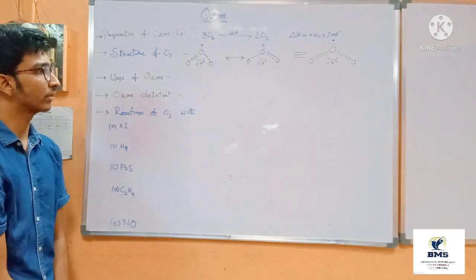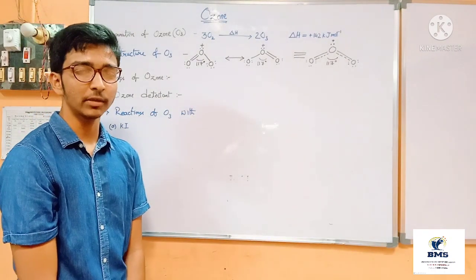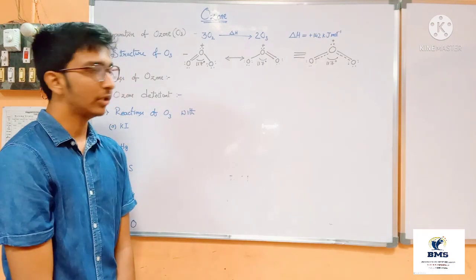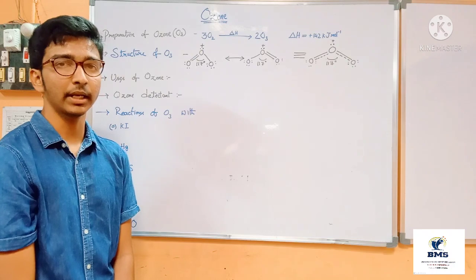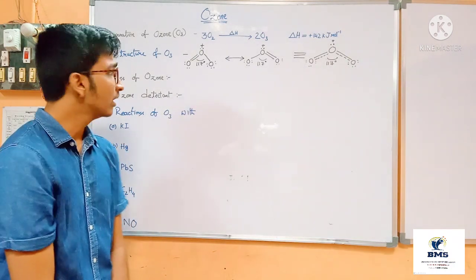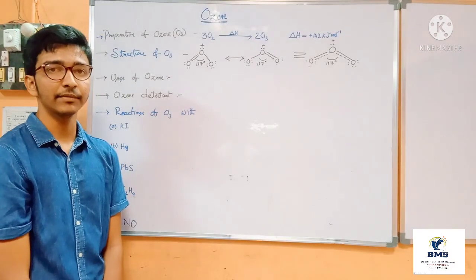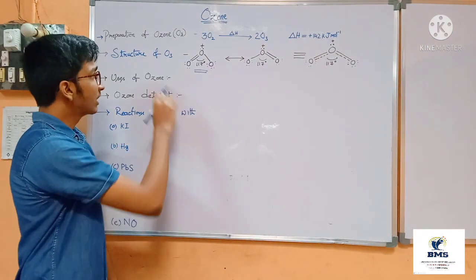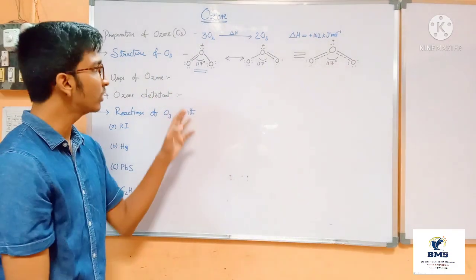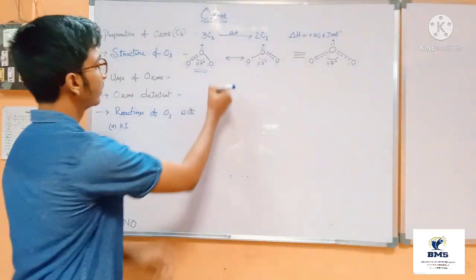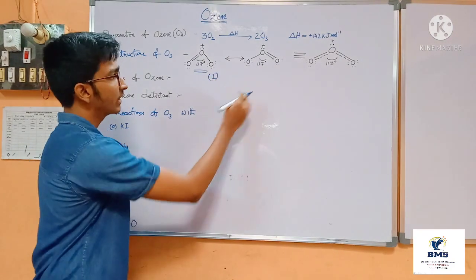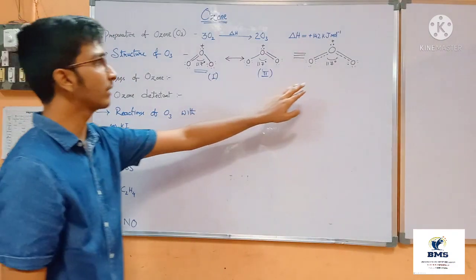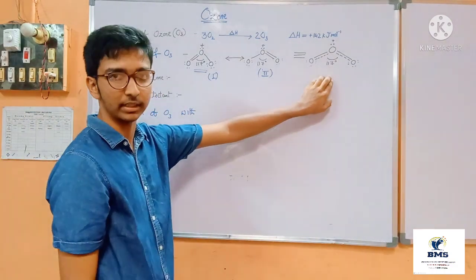Next, structure of ozone. The central atom in ozone is O, which has sp2 hybridization, and due to this it has one lone pair of electrons, which gives a bond angle of 117 degrees. Here we have the angle 117 degrees. The structure of ozone has two different types, resonance 1 and resonance 2. Or we can merge both and draw the structure like this.